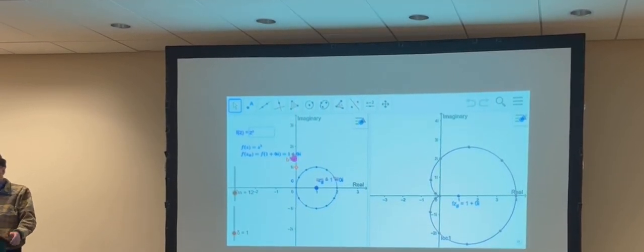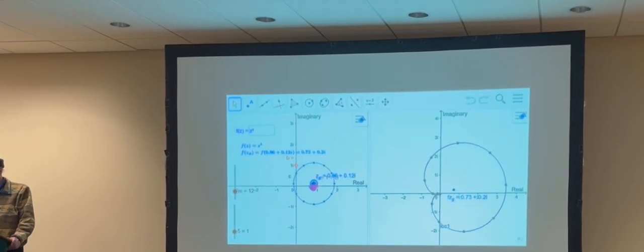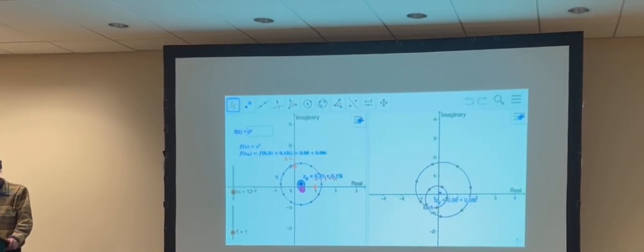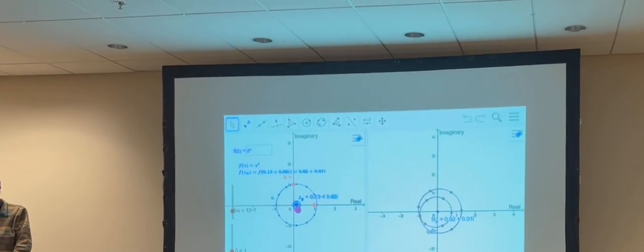I have lots of things you can adjust here. For example, I can move this, and you can see how this then gives you the double covering like that.